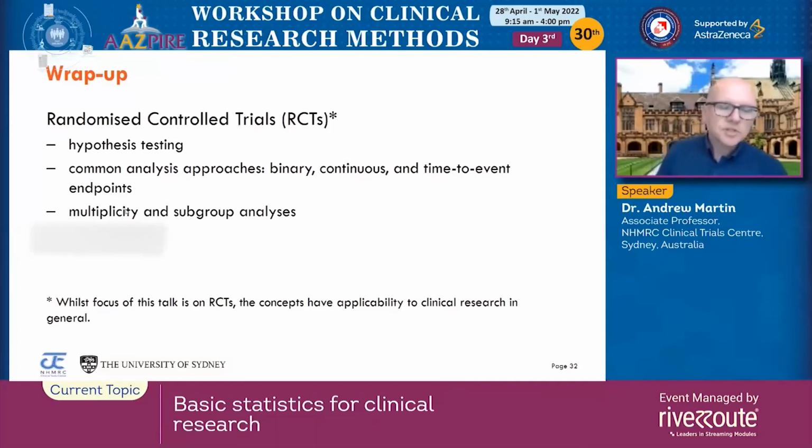We've been introduced to the problem of multiplicity and how that needs to be borne in mind when interpreting p-values from a study, and the importance of pre-specifying what the primary analysis of the primary endpoint is to protect that analysis from the complexities that arise from multiplicity. And then we've drilled down a little more to talk about subgroup analyses.